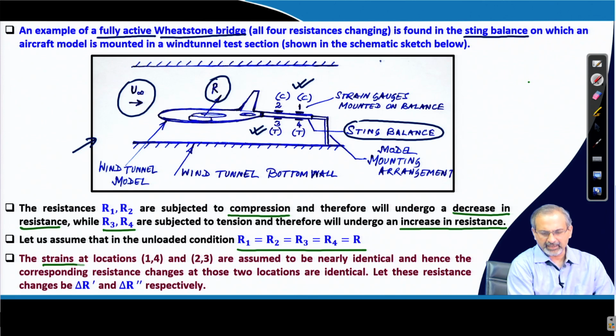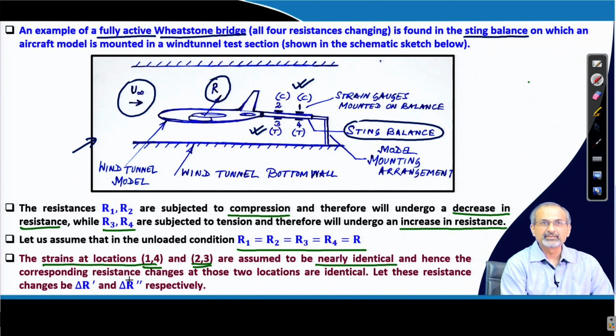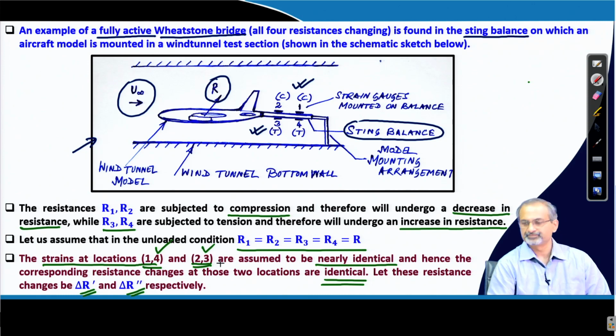The strains at locations 1 and 4, and 2 and 3, can be assumed to be nearly identical, and hence the corresponding resistance changes at those two locations are also identical. Let these resistance changes be delta R dash and delta R double dash respectively. So, delta R dash corresponds to 1 and 4, and delta R double dash corresponds to 2 and 3.